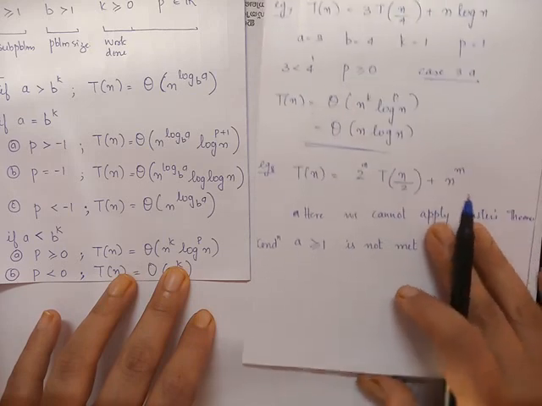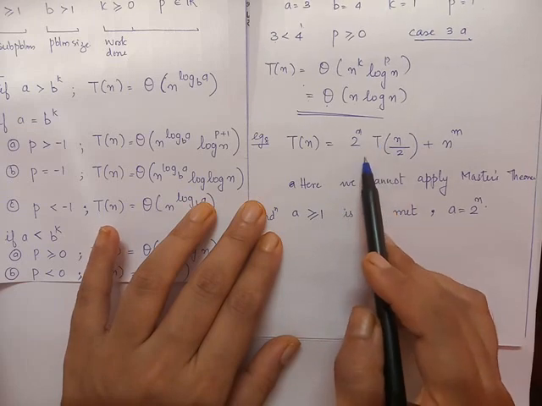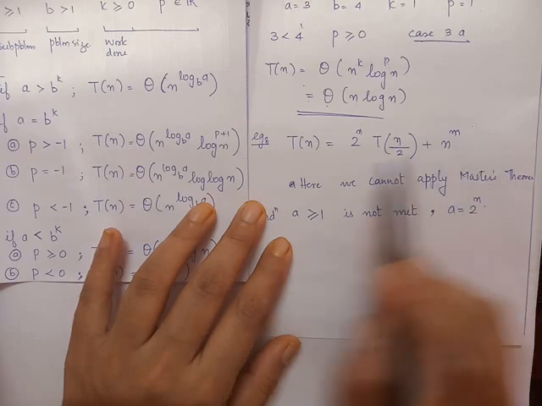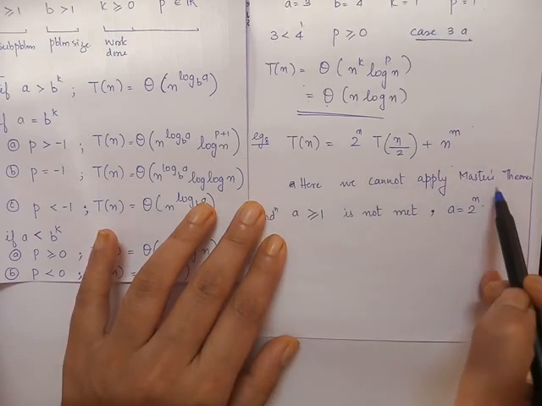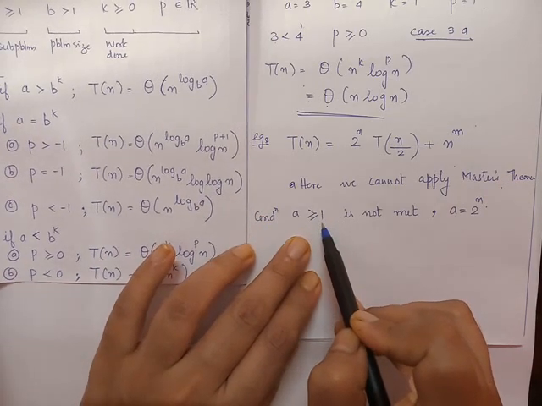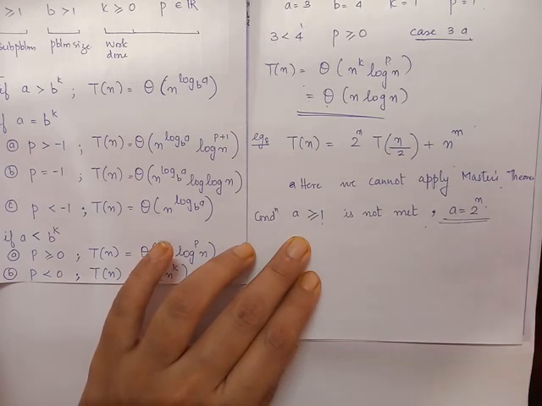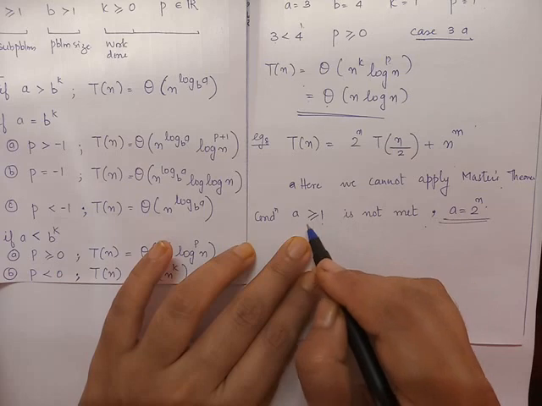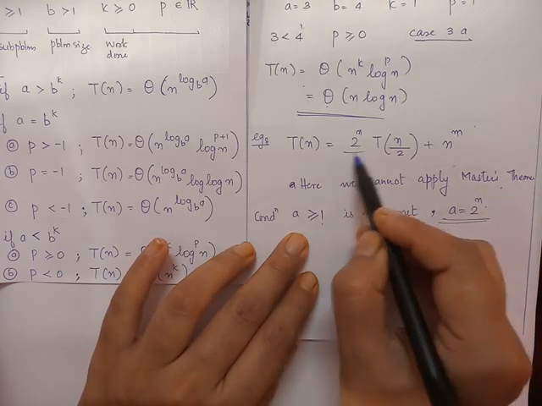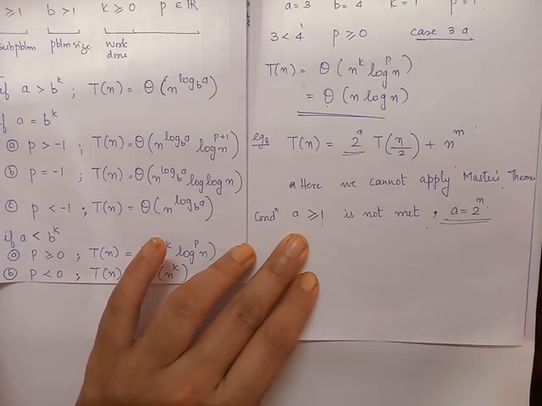Moving on to the next example, here we have T of n is equal to 2 raised to n times T of n by 2 plus n raised to n. In this recurrence relation, we cannot apply Master's theorem because the condition a is greater than or equal to 1 is not being met. Here a is being represented in the powers of 2 raised to n. We are expecting some constant value for a. It should be an integer. So we cannot apply Master's theorem.